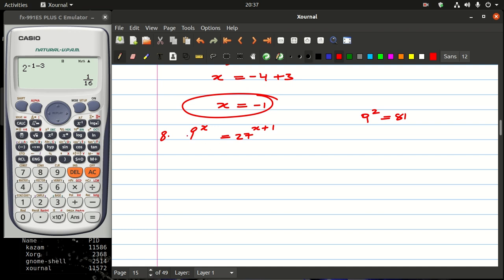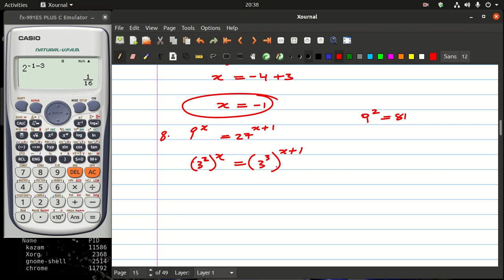Instead, we can look for the factors of 9 and pick one of them and rewrite this side and this side in terms of that factor. The factors of 9 are 1, 3, and 9. I'm going to pick 3 because 1 is not going to help us with anything. So 9 is the same as 3 squared, raised to x. And 27 is the same as 3 times 3 times 3: 3 times 3 is 9, 9 times 3 is 27. So we have x plus 1 there.